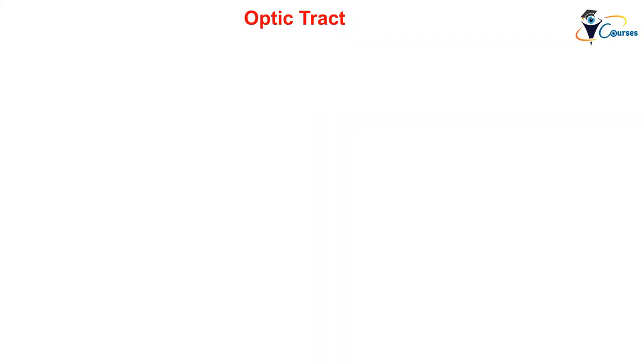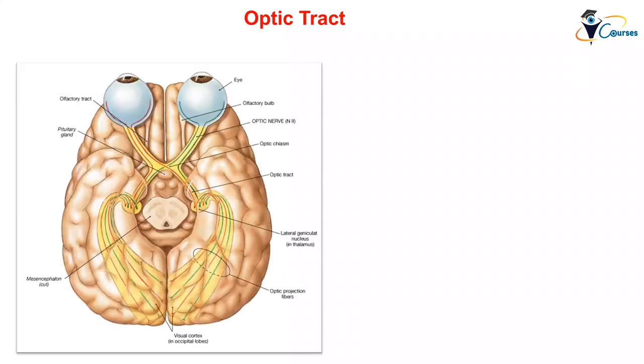After the chiasm, there will be the optic tract. So the optic tract, as we know now, will carry the ipsilateral temporal fibers and the decussating nasal fibers from the other side. You see, this is the optic tract, carrying the ipsilateral temporal fibers of the right eye and decussating nasal fibers from the other eye.